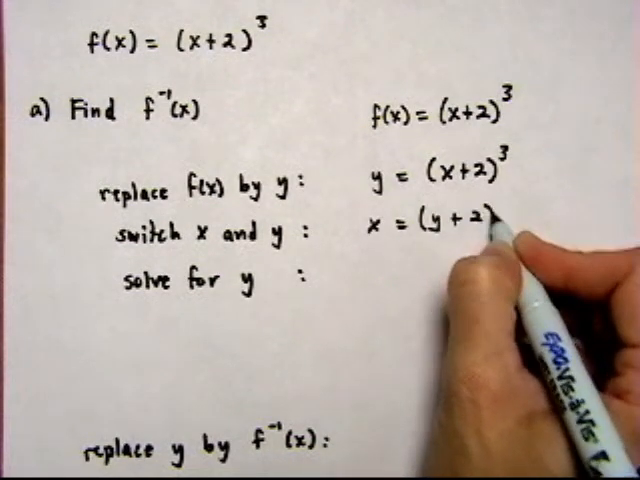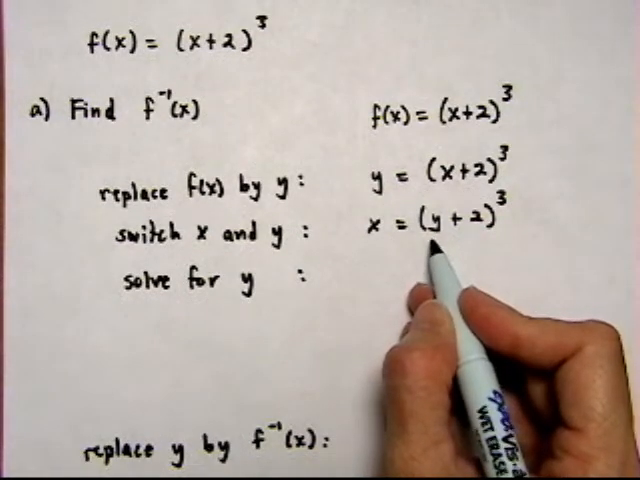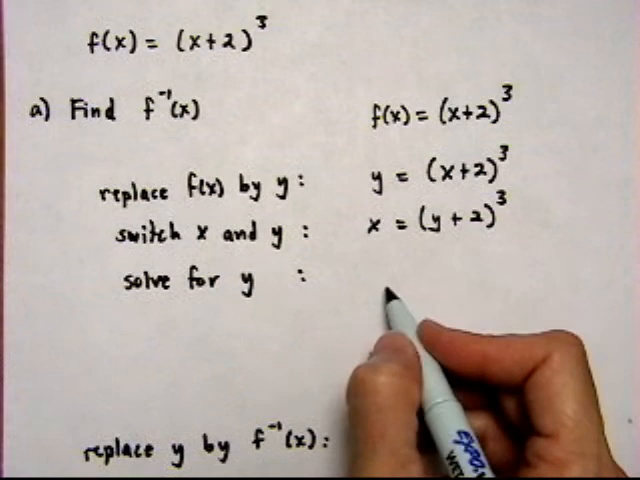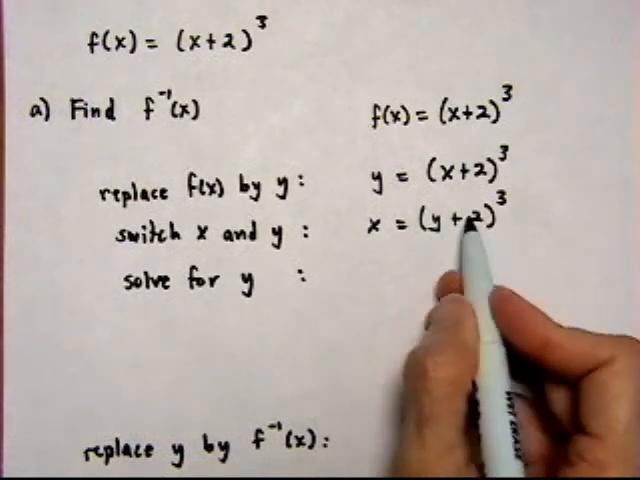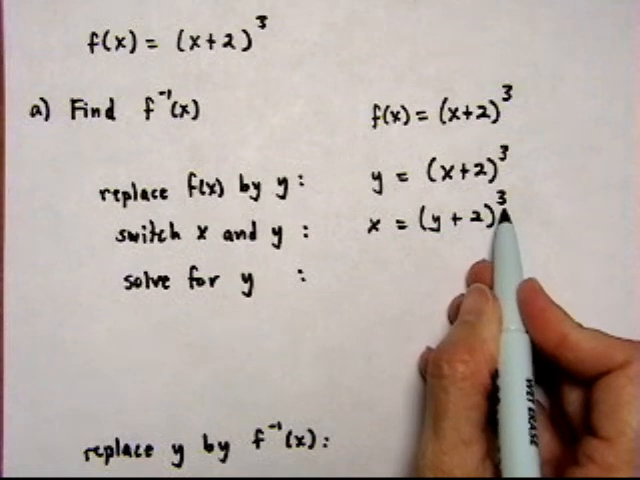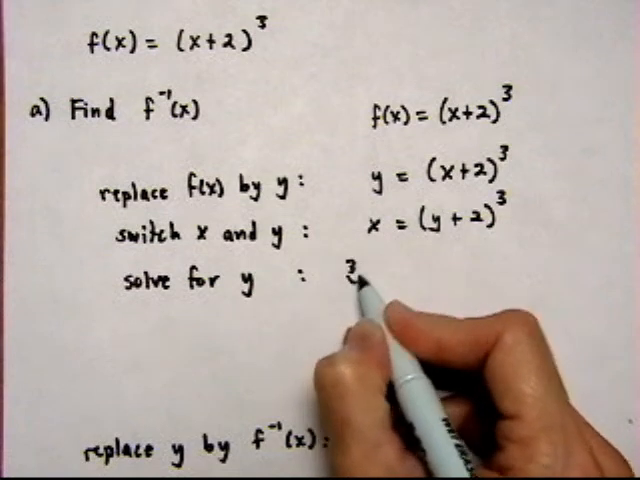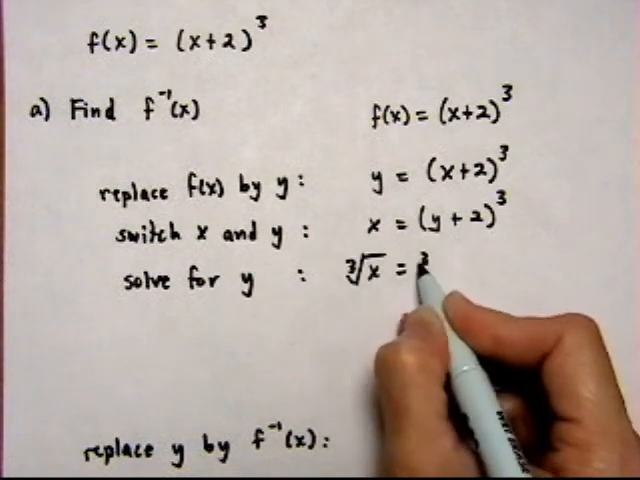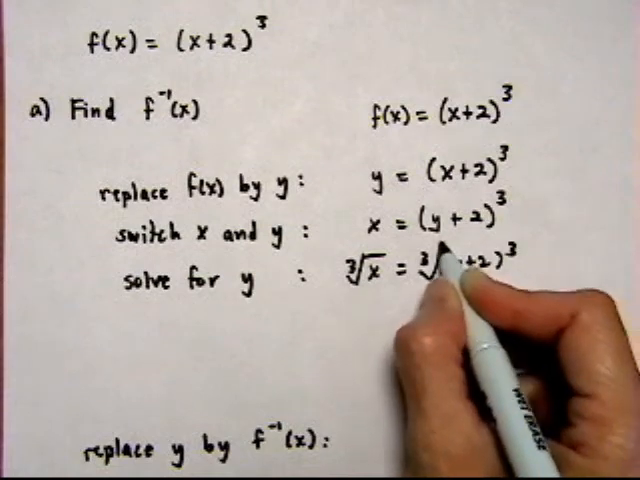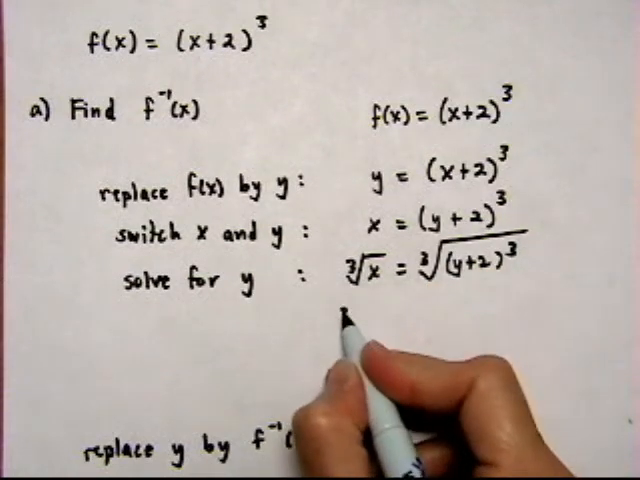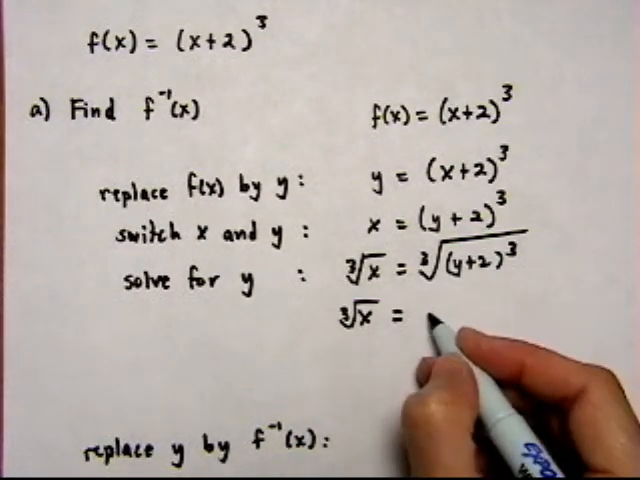Once we do that, y is what we want to solve for because that's going to equal our inverse function. So we go ahead and solve for y. Right now it's buried within this cubing. So if we want to get rid of the cubing so we can get the y out, we need to cube root both sides. The cube root of x equals the cube root of (y + 2)^3, and that gives us the cube root of x is equal to, and the cube root of a cube will just give us the insides, y + 2.